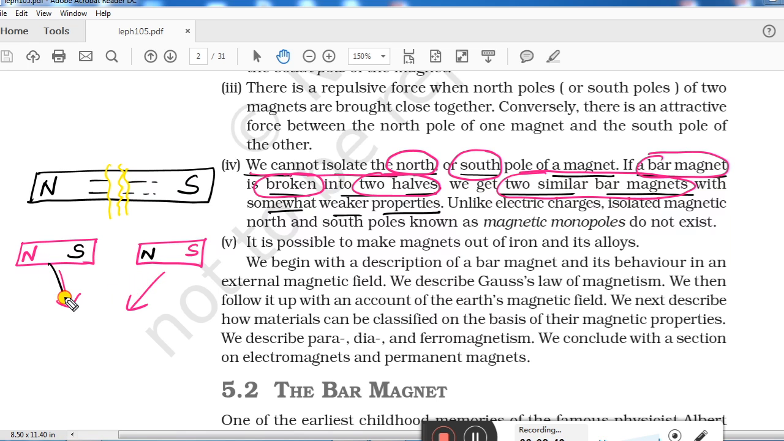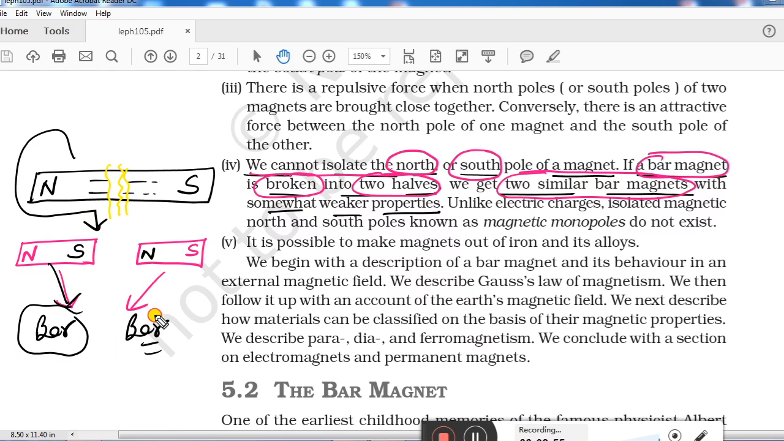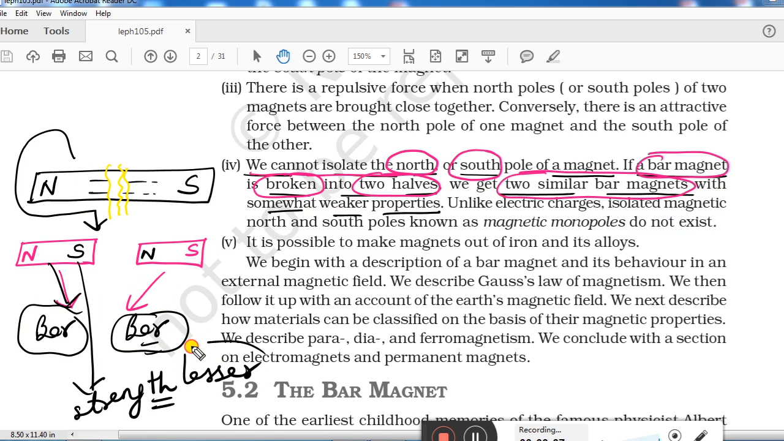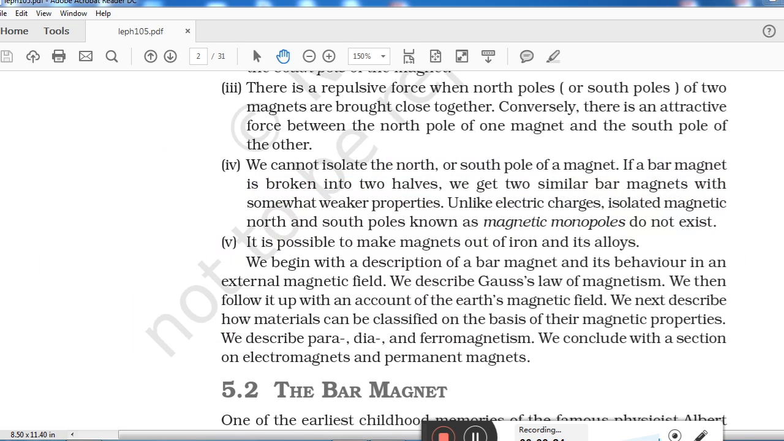Okay, now what is this? You can say this is a bar magnet, and this is also a bar magnet. So a magnet, when broken into two parts, divided into two equivalent bar magnets, although the strength of each of these bar magnets will be quite lesser than the strength of the original bar magnet. The original bar magnet would have large strength, while these smaller, daughter bar magnets will have lesser strength. Okay, so let us move to the next point.